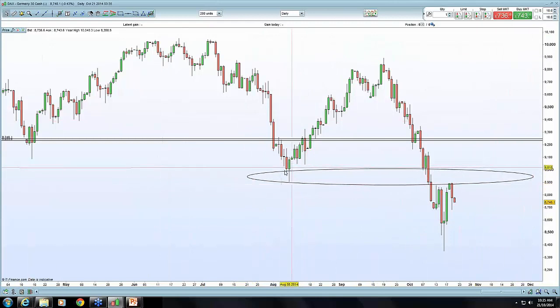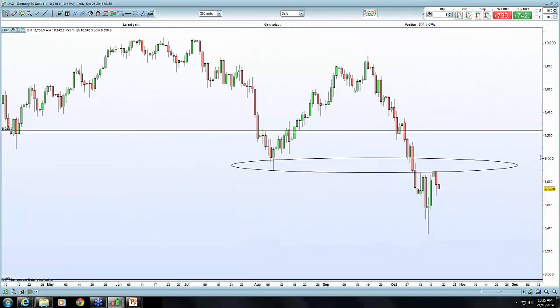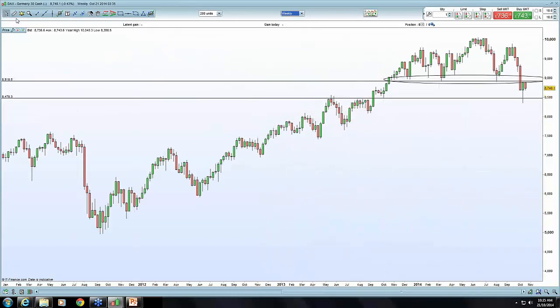As long as we stay below this key resistance level, quite similar to the S&P analysis, there's every chance that the market will try to test the low it made last week again, or early this week, as long as we're able to live below this level, because there's a lot of resistance around here.